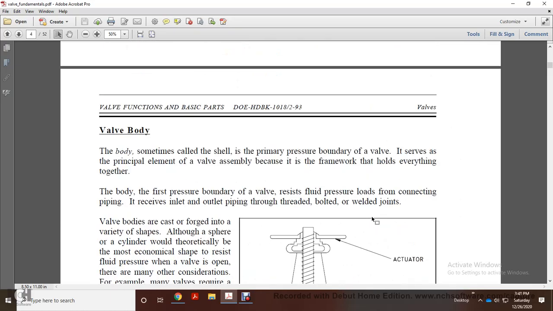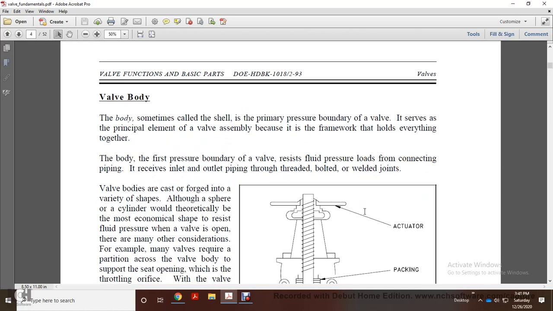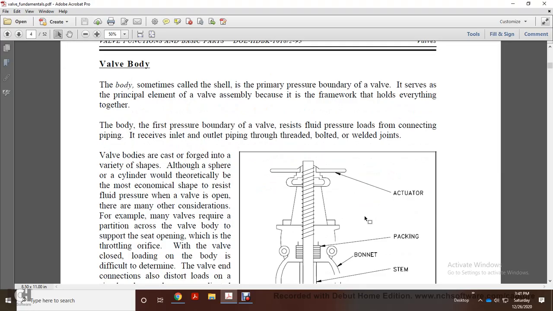The valve body is sometimes called the shell, and it is the primary pressure boundary of a valve. It serves as the principal element of a valve assembly because it is the framework that holds everything together. The body is the first pressure boundary of the valve. It resists fluid pressure loads from connecting piping. It receives inlet and outlet piping through threaded, bolted, or welded joints.